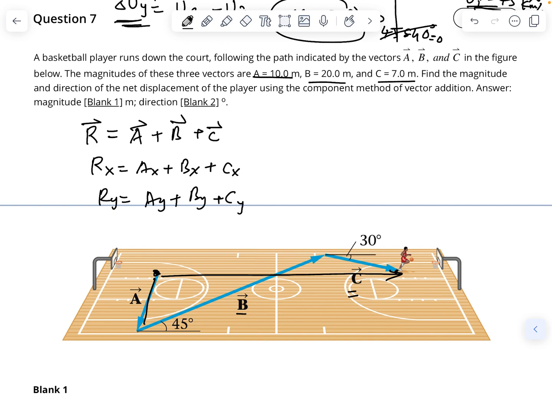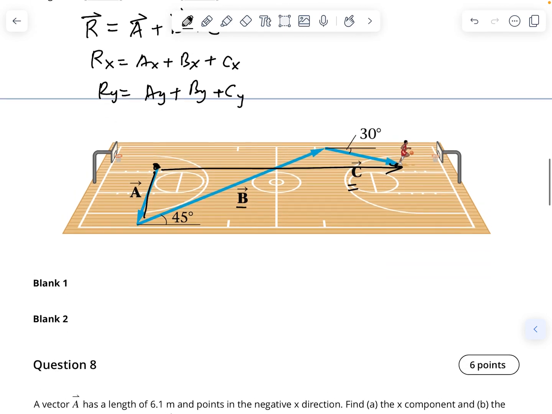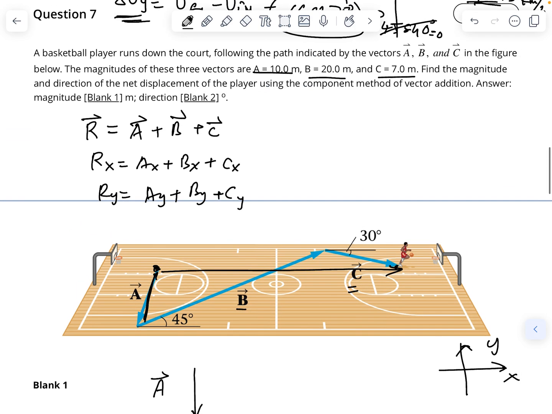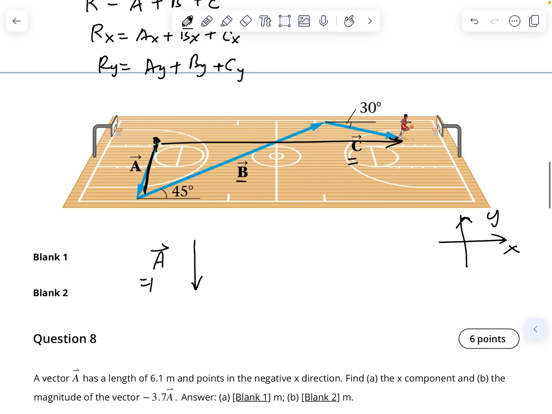All right, so what is Ax? You see, this is A, right? So we write it this way. This is X, this is Y. A is 10 meter, and this is direction down, right? So what's the angle? The angle here is 270. You see that? 270. And also you can tell from this diagram, Ax is 0, right?